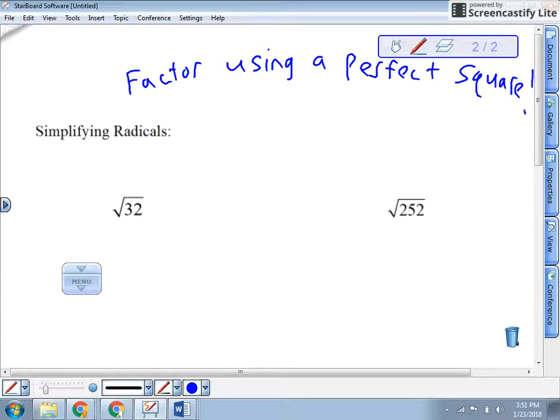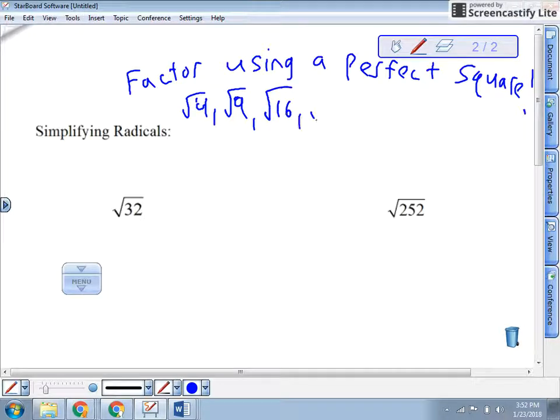Perfect squares. What are perfect squares? Well, it's when you take the square root, it's a whole number. So square root of 1 you're not really going to use, but what is the square root of 4? That is a perfect square because it's 2. What is the square root of 9? It's a perfect square because it's 3. The square root of 16 is 4.